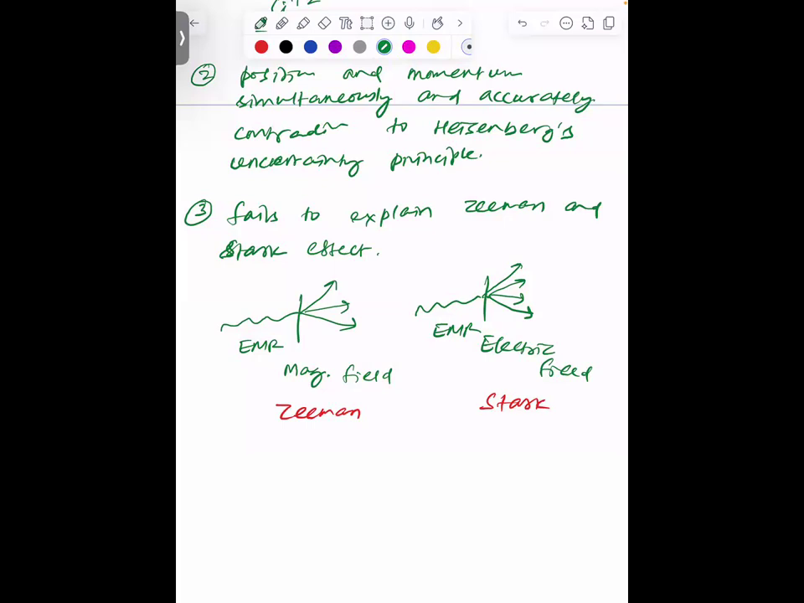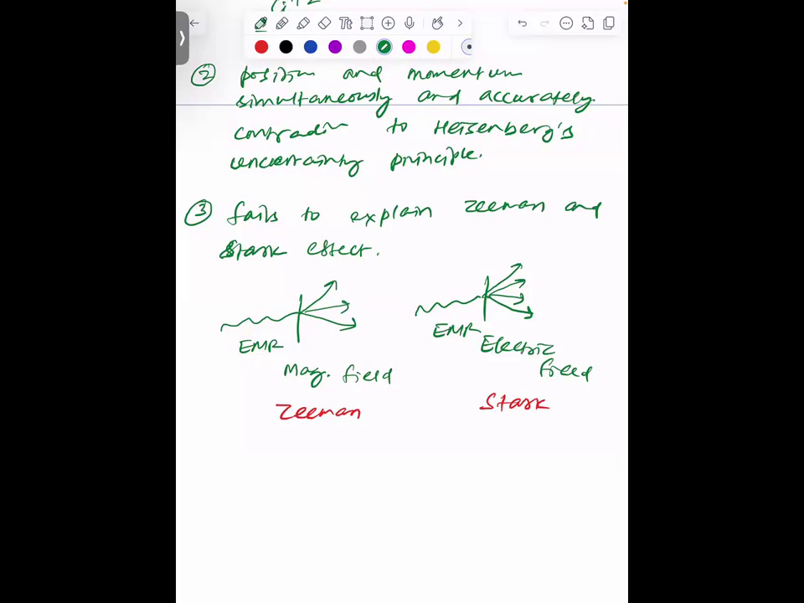So that means according to this, it fails to explain the Zeeman effect or Stark effect. Now the question is, is it necessary that whatever theory we have must explain every effect? It is not necessary. Then why was the Zeeman effect and Stark effect related to the Bohr atom model?